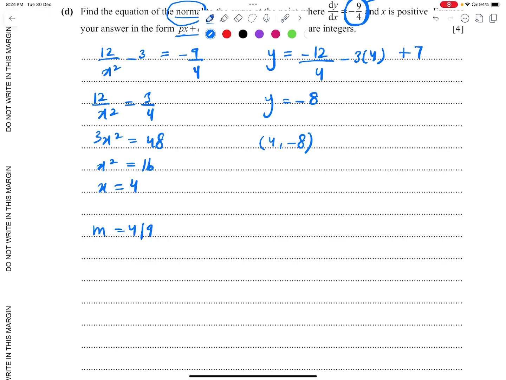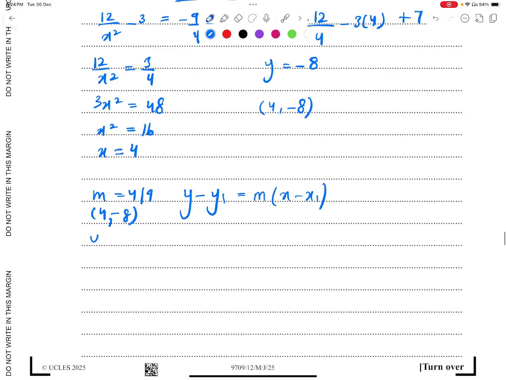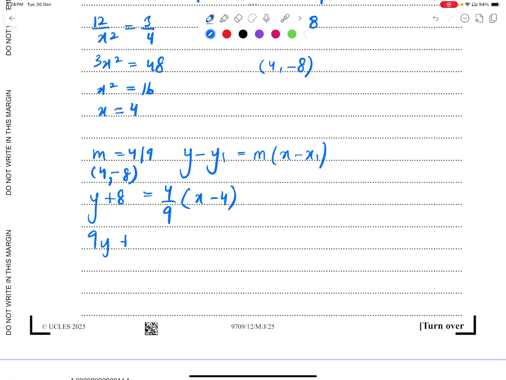Now I have the m that is 4/9. I also have the coordinate that is (4, -8). I can use the general form of an equation, y minus y1 is equal to m into x minus x1, and input these values to get the equation, and that's going to leave me with 9y plus 72 is equal to 4x minus 16. That's 4x minus 9y minus 88 is equal to 0.